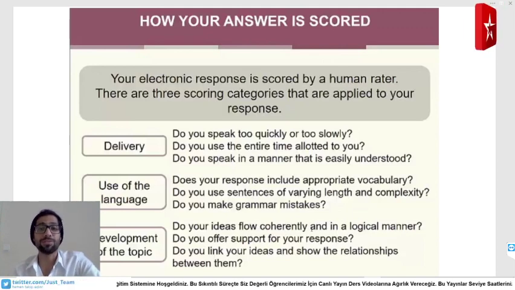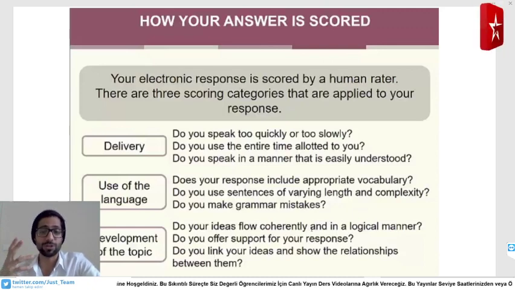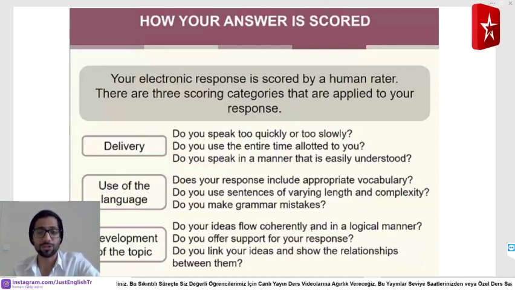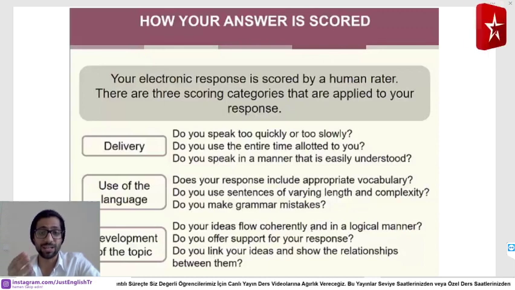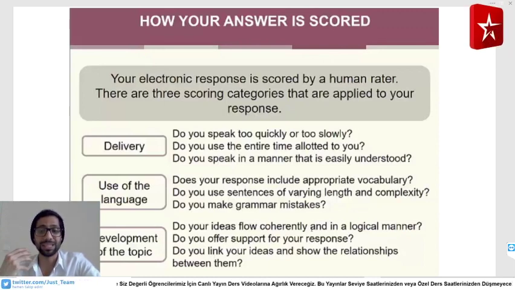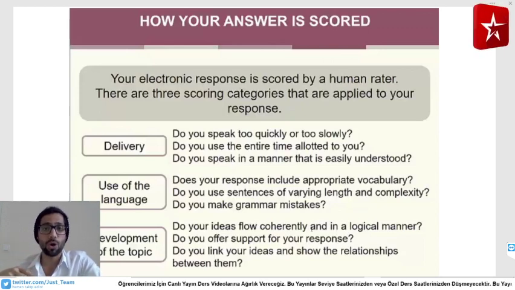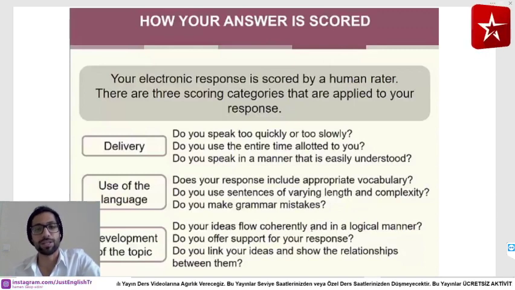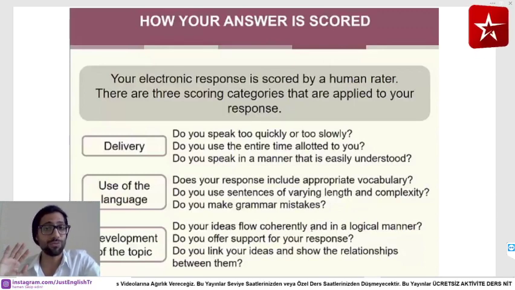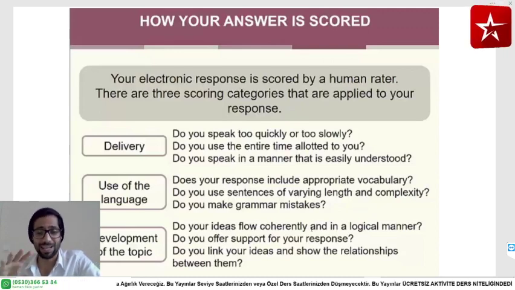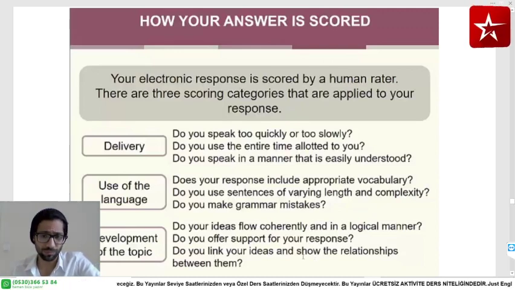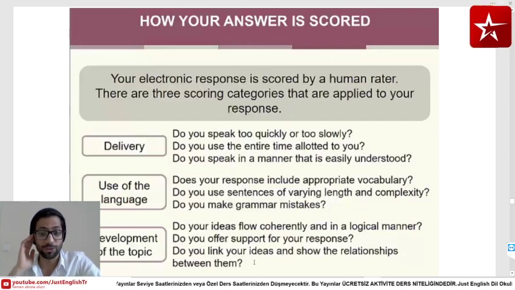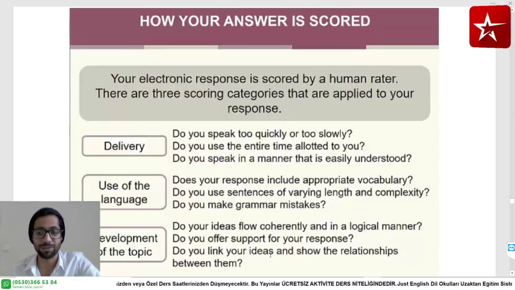Now, the development of the topic. When you have a topic and you're going to talk about it, remember, I talked about coherence. So he said here, do your ideas flow coherently and in a logical manner? So coherent and logical. You need to be aware of that. Now, you can't go very slow, you can't go very fast, you have to be in between. And always support your answers with anything. You don't have to be quite accurate. Trust me, it will not be a problem.